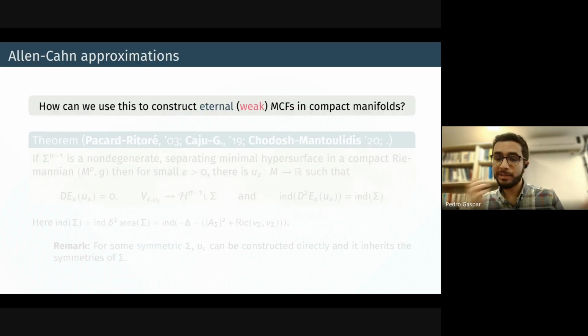So okay, that's basically the idea. I want to construct eternal weak mean curvature flows, meaning weak solutions for the mean curvature flow that are defined for all times in compact manifolds using the Allen-Cahn equation.